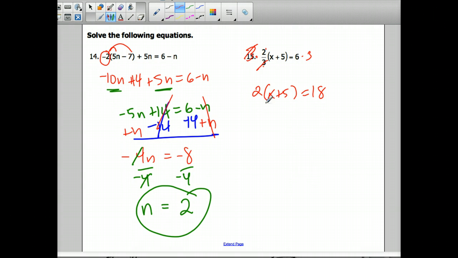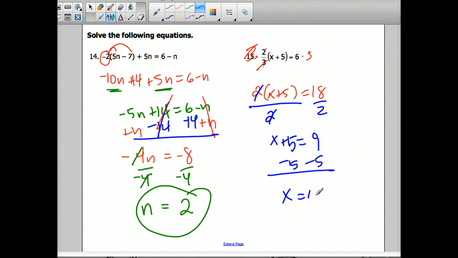Alright, I could distribute the 2, but it's actually easier just to divide by 2 on both sides. And that gives me x plus 5 equals 9. So subtracting 5 from both sides, I get x equals 4. Alright, and with these ones, it's not a bad idea to go back in and plug them in and check.